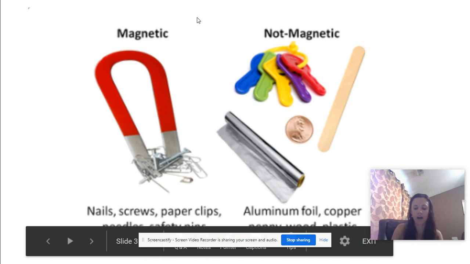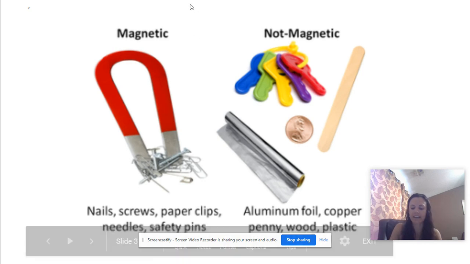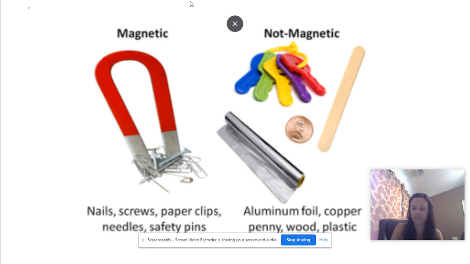Magnets attract common objects like paper clips, tacks, nails, screws, needles, safety pins, etc. And magnets do not attract non-magnetic materials like paper, copper, aluminum foil, wood, plastic, etc.